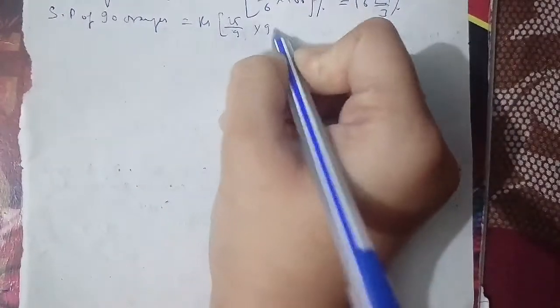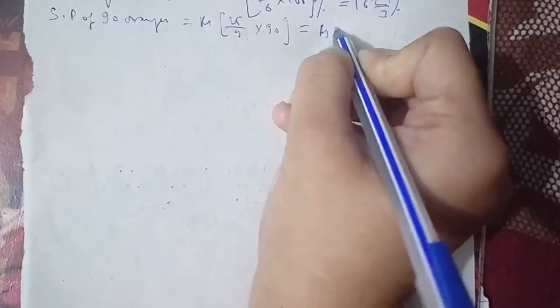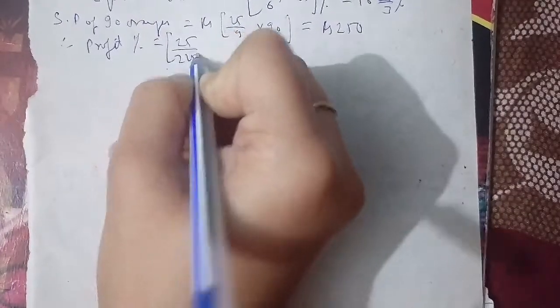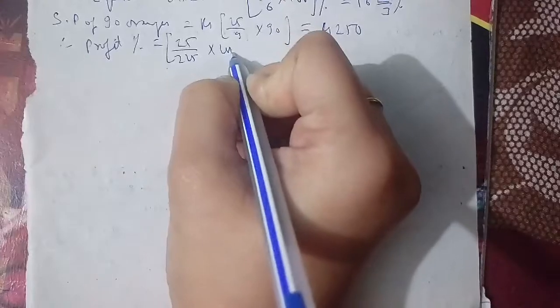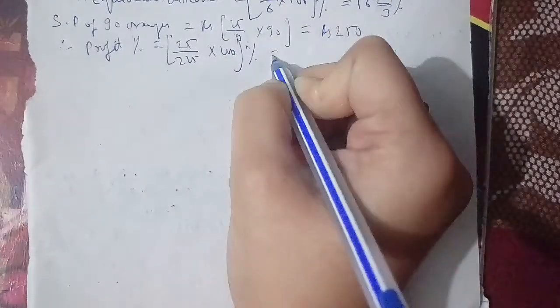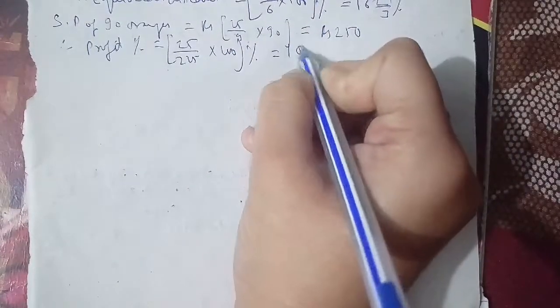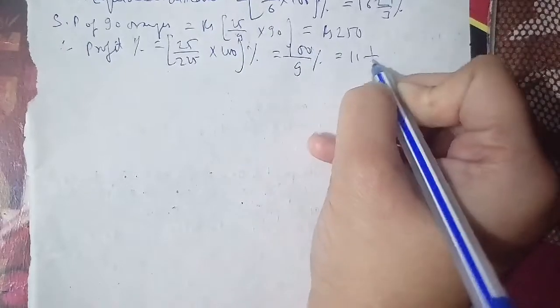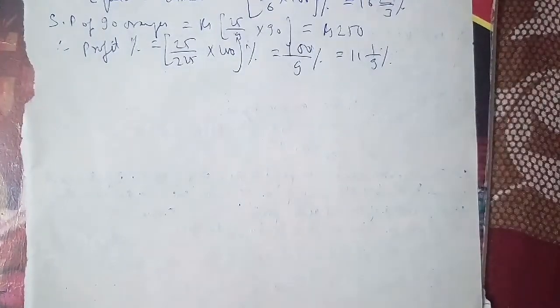So profit percent is equals to 25 upon 225 into 100%, which is equals to 100 upon 9%, that is 11 1 upon 9% here, that we get as an answer. Now we talk about another question, which is the 85th question of the session here.